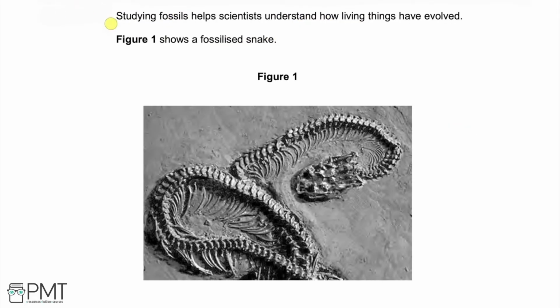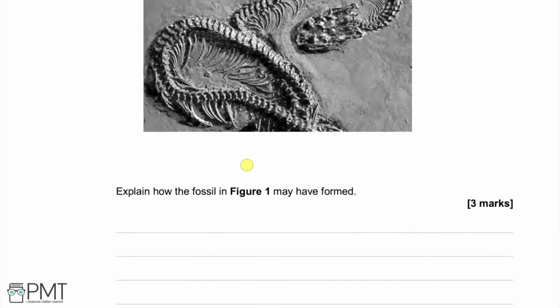Studying fossils helps scientists to understand how living things have evolved. Figure 1 shows a fossilized snake. Now looking at Figure 1, we can see that of the snake, only the bones remain. And we can clearly see here the backbone alongside the rib cages of this snake.